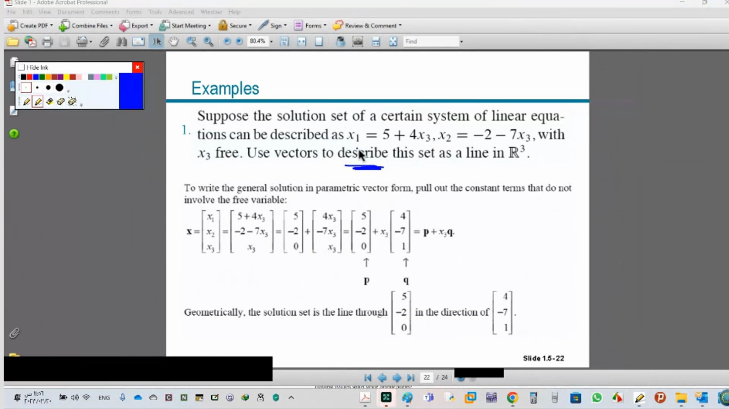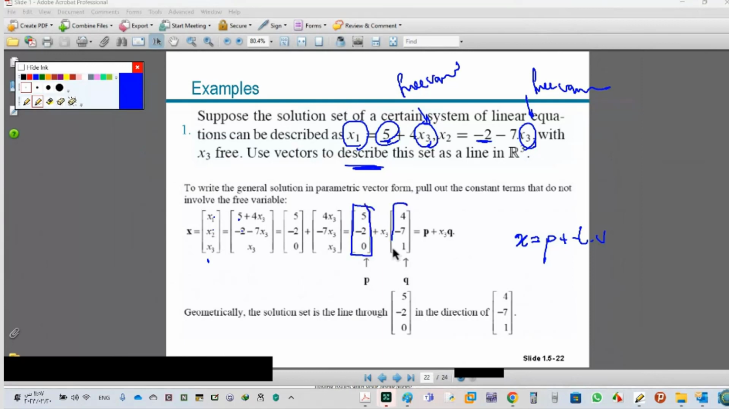Okay, wait. Here we have x1, x3. So x3 is a free variable, and here also x3 is a free variable. Minus 2, 5. That means the answer will be in this form: x equals p plus tv. p is this, you can write it in this one, so x1, x2, x3, 5, minus 2, and you can write it in this form. So this form is called a non-homogeneous system.